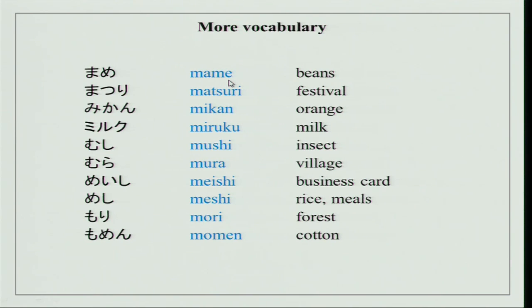Mame, matsuri, mikan, miruku. You can see miruku is written in katakana again because it's a foreign word. Mushi, mura, meishi, meshi. Now these two words, they sound very similar, but one is meishi, which means a business card, and the other one is meshi, which is rice or meals. Mori, momen.